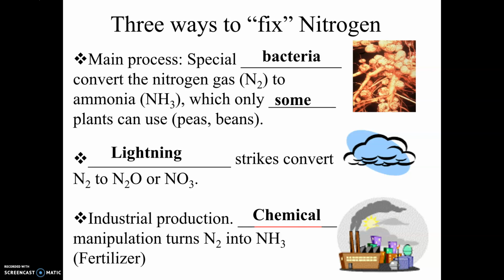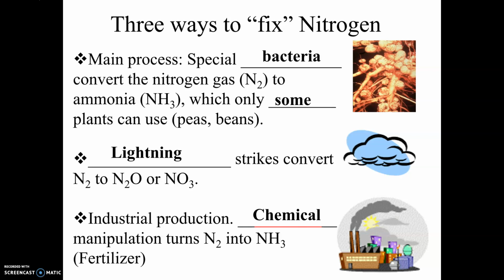There are chemical plants and factories that manipulate your atmospheric nitrogen into the form of ammonia. Most of the time, this is talking about making fertilizer. Fertilizer is something that you put on your plants to help them grow. Remember that plants need nitrogen to survive, and they don't always get it from the soil naturally. So gardeners and farmers will use fertilizer to help these plants get the nitrogen that they need so that they can grow bigger and faster.